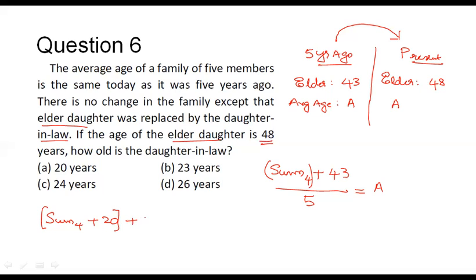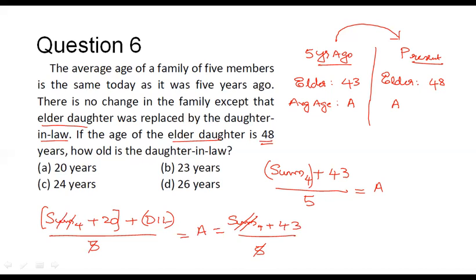To that, you have to add the age of the daughter-in-law. The age of the daughter-in-law, let me represent it using DIL, 3 letters. Divided by the number of members, that is equal to 5. And we can see that this corresponds to again A, because the average remains unchanged. All right. So from this, I can see that this can be equated to sum 4 plus 43 divided by 5. All right. Now we can cancel this 5 here because the number of members remains the same. We can also cancel this sum 4 here.